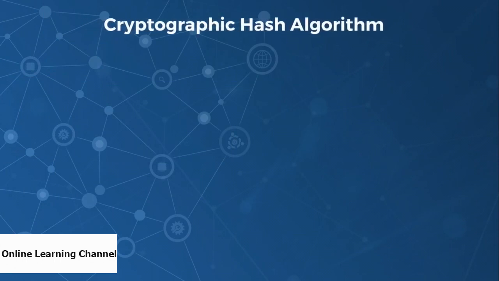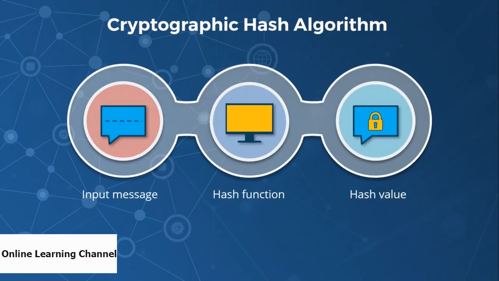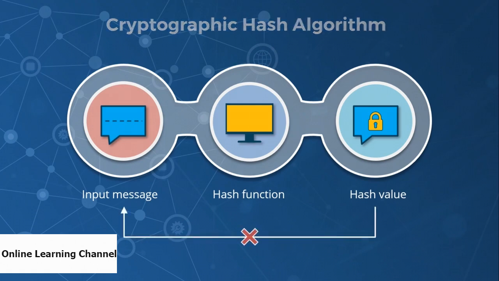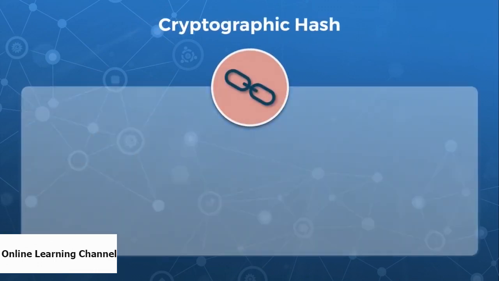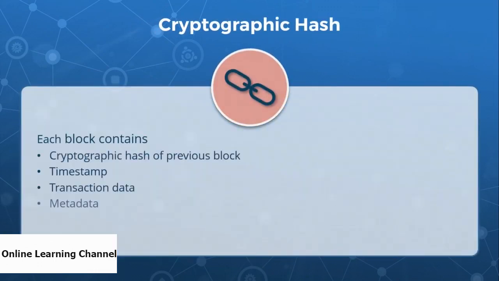So while we saw previously that a hash algorithm will take in an input message, apply a hash function in order to produce an output hash value, in the case of a cryptographic hash algorithm, this will ensure that this hash value cannot be used in order to recover the original input message. In other words, it should not be possible to reverse engineer the input message given the output hash value. Which takes us back to the contents of an individual block in a blockchain. So the cryptographic hash of the previous block, which is included here, cannot be used in order to reproduce the contents of that previous block.